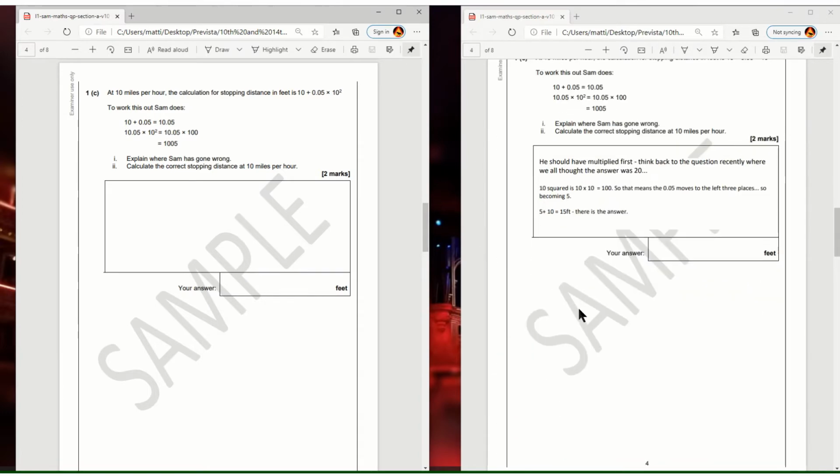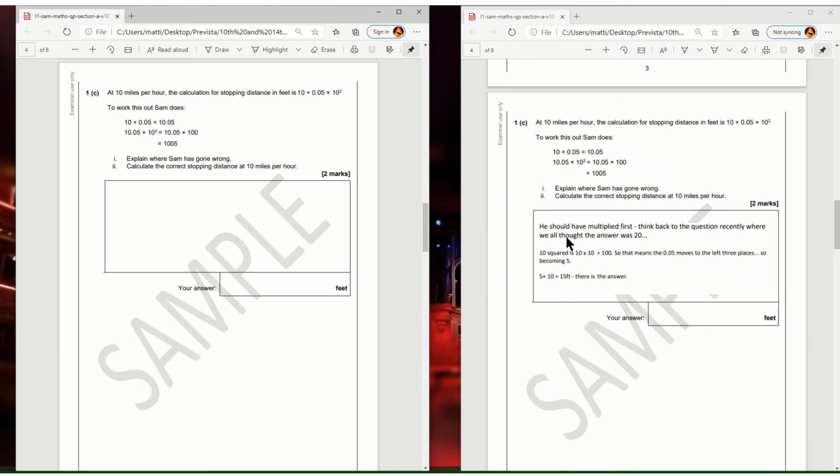Right, so here we go. This is the answer to this one. He should have multiplied first, as I was trying to hint at up here. I think back, recently there was a question on a paper that some of us did that we all thought was 20, and it wasn't, because of the order of operations and multiplication.